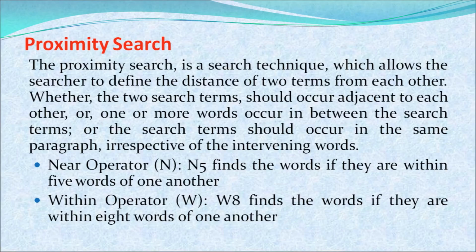Now coming to the proximity search. Proximity search is a search technique which allows the searcher to define the distance between two terms from each other, whether the two search terms should occur adjacent to each other, or one or more words occur in between the search terms, or the search terms should occur in the same paragraph irrespective of the intervening words. Like the near operator, we say N5, which finds the words if they are within 5 words of one another. Then the within operator, W8, finds the words if they are within 8 words from one another.